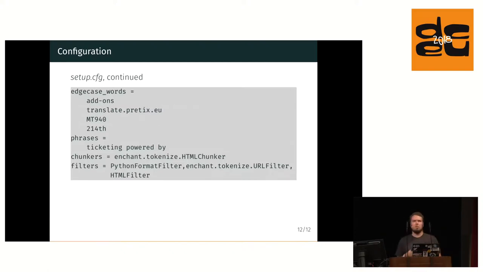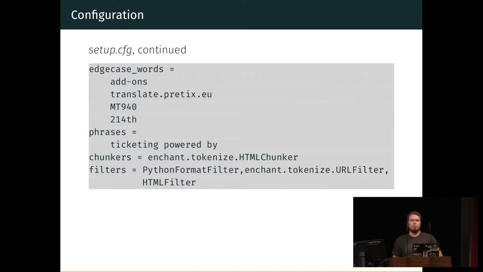Or for example, for translate.prefix.eu, it would report an error because it would split it into translate, prefix, and eu, and it probably won't be able to handle those. So all those words that contain punctuation, all the words that contain a mix of numbers and letters, like for example 214th, which is a part of an address, I think, you can specify them, and then it will just skip those words across all of your text. You would not want to add them to your word list because, again, the single parts are not really words. MT940 is not really an English word, so you would not want it in your English word list. But it's correct; it should be spelled that way. And so we just tell Potypo, please skip this word.